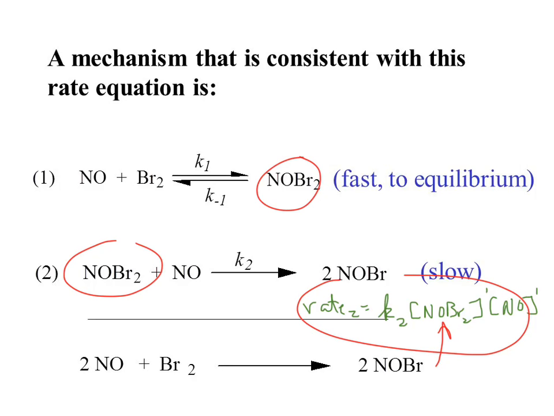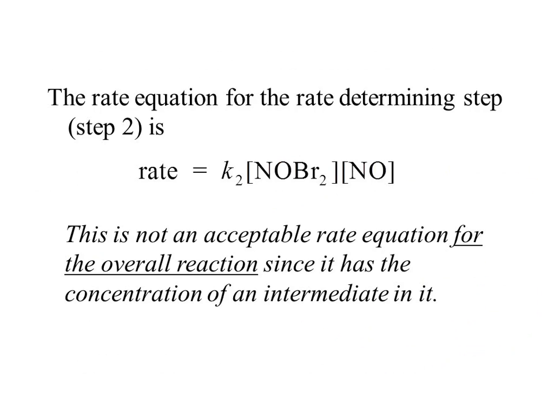It doesn't go away, it's just substituted in for something that's not an intermediate. So we've gotten in the habit of focusing on the elementary steps, the slow one, using molecularity to write the rate law expression, and going from there. But we run into a snag because this rate law expression has an intermediate. So we can't leave it there. The trick to getting rid of that NOBr2, which is an intermediate, is this.